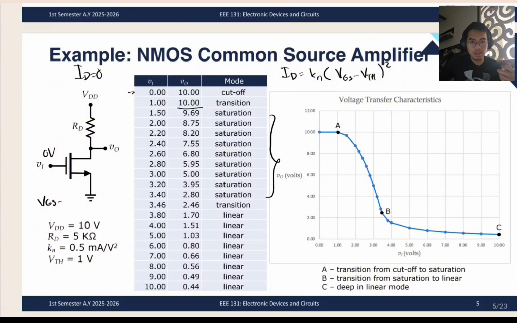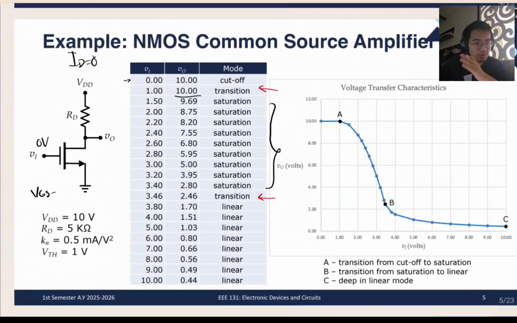Okay, so let me ask you again, guys. I've discussed this in our previous classes. It's very important that you know how to solve the transition regions. For this part, this is easy. We just impose the condition that ID is equal to 0. So that's for that transition.